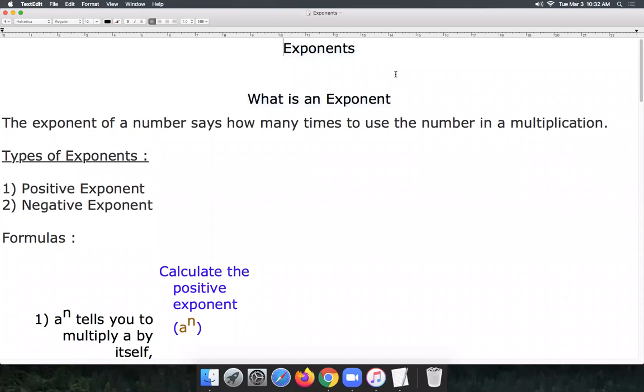Hi, good morning. Today we are going to learn about math, the topic exponents. Okay, so we are going to learn about exponents.